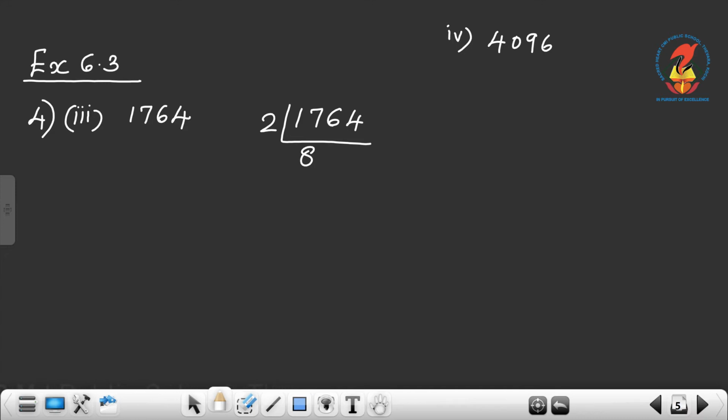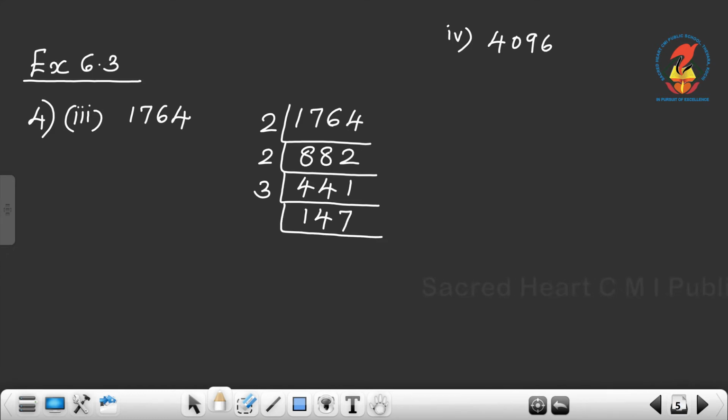2 8s are 16, then 2 8s are 16, 2 2s are 4, then again with the 2, 2 4s are 8, 2 4s are 8, 1, 441. Then 441 we can start with the 3, then 147, which we can do with the 7, 7 2s are 14, then using 7, then 3, again 3, 1.